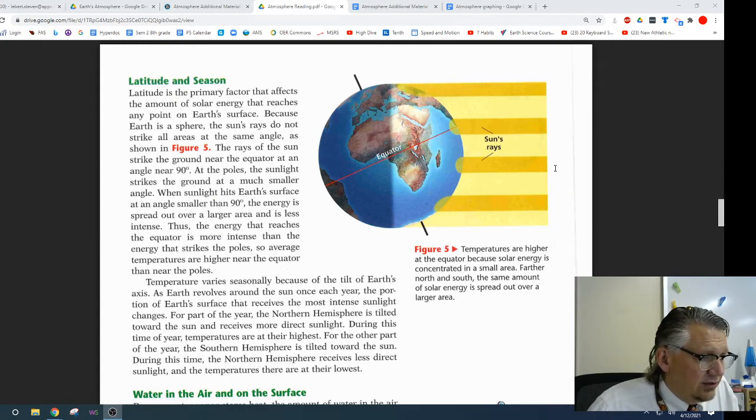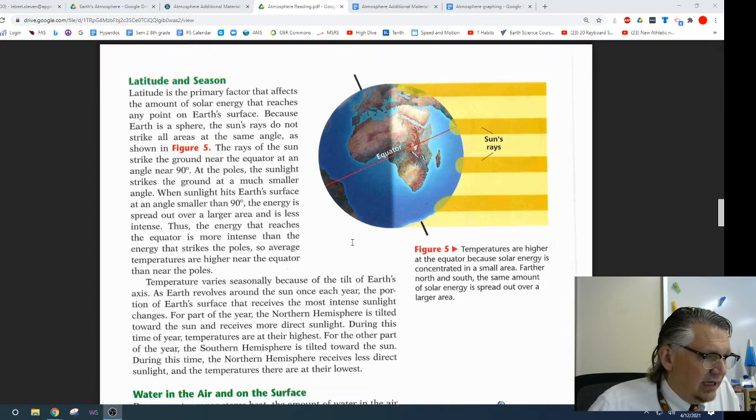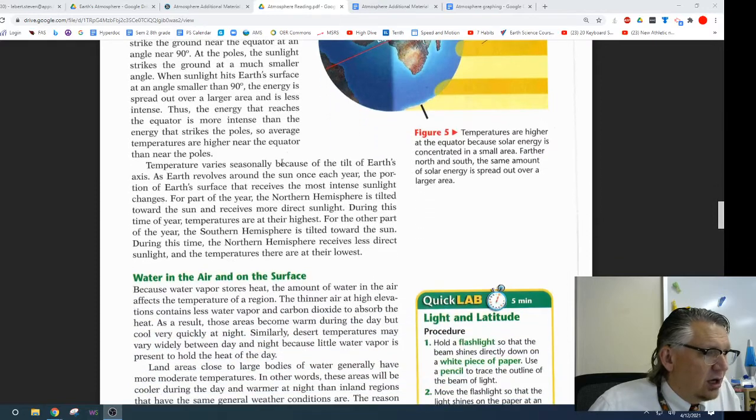The rays of the sun strike the ground near the equator at an angle near 90 degrees. At the poles, the sunlight strikes the ground at a much smaller angle. When sunlight hits the Earth's surface at an angle smaller than 90, the energy is spread out over a larger area and is less intense. Thus, the energy that reaches the equator is more intense than the energy that strikes the poles. So average temperatures are higher near the equator than near the poles.